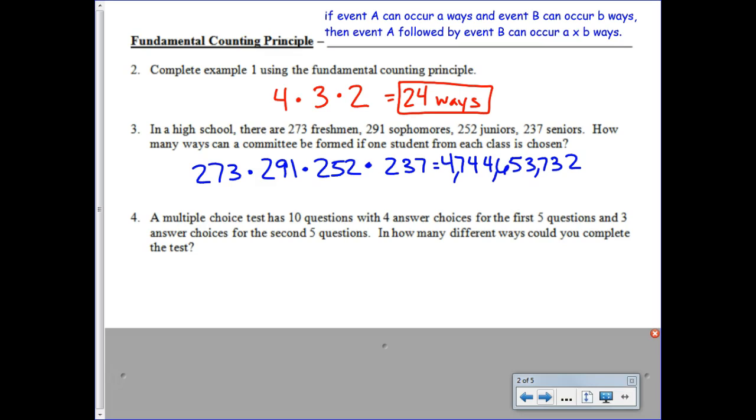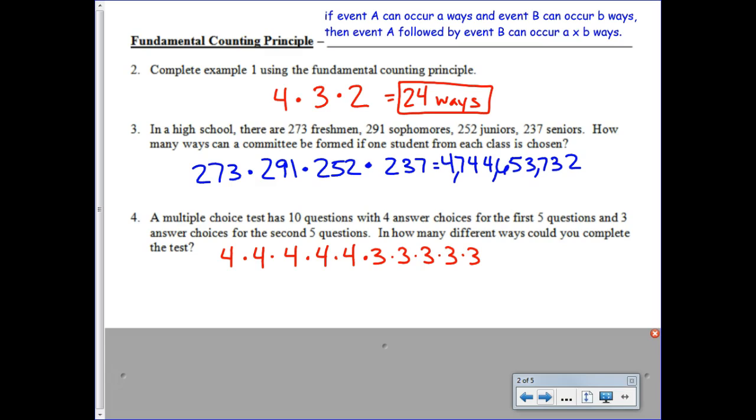So a multiple choice test has 10 questions with 4 answer choices for the first 5 questions and 3 answer choices for the second 5 questions. How many different ways could you complete the test? So for the first 5 questions, we could answer A, B, C, or D. There's 4 different ways. So 4 times 4 times 4 times 4. Because it doesn't matter how you answer the previous one, there's still 4 options for the next one. For the next 5 questions, there's only 3 different ways.